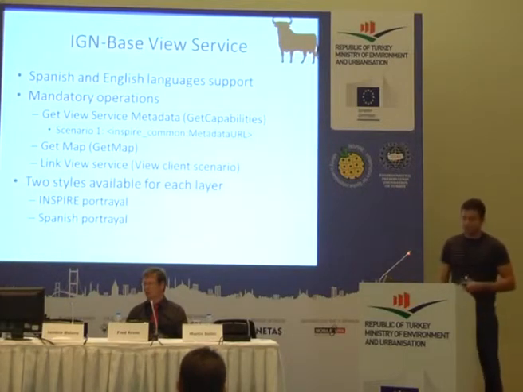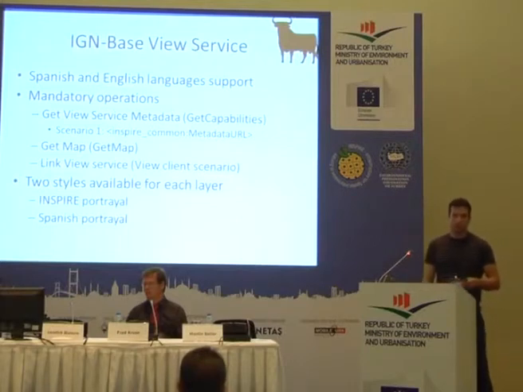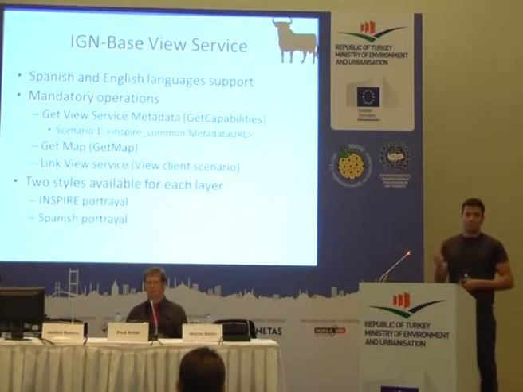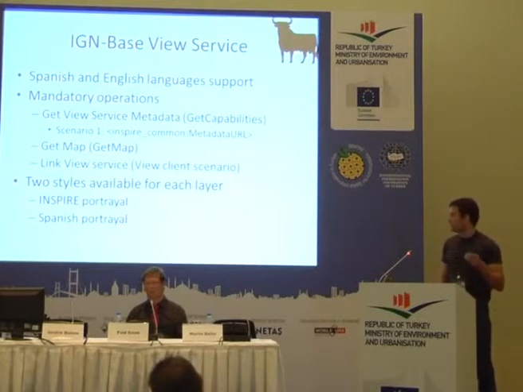The main characteristics of the IGN view service are: it supports Spanish and English requests. It supports mandatory operations, and you can access the dataset, layer and service metadata using a link that is a request to the IGN discovery service. And for each layer, apart from a harmonization name, multilingual legend, and a metadata URL, you have two symbolizations available: Inspire and Spanish. And why? I think that the next two slides are self-explanatory.